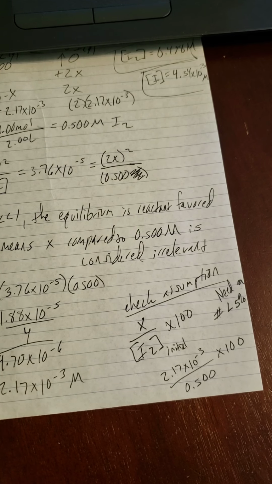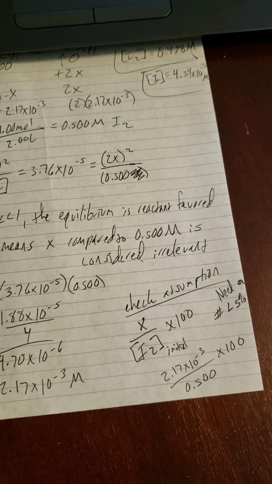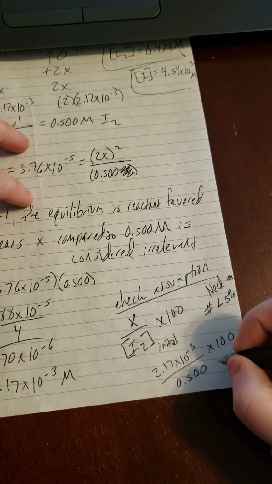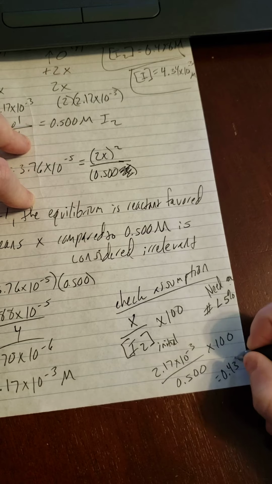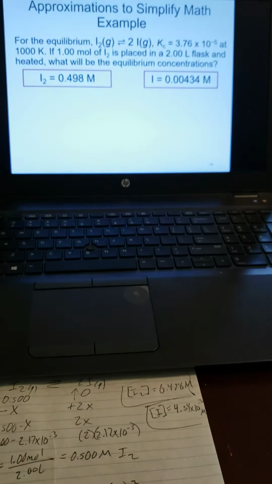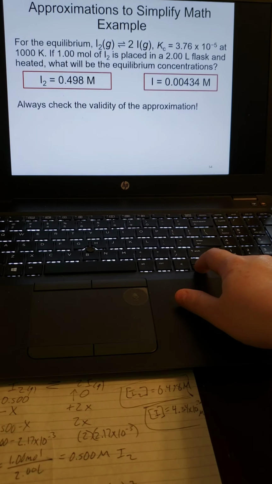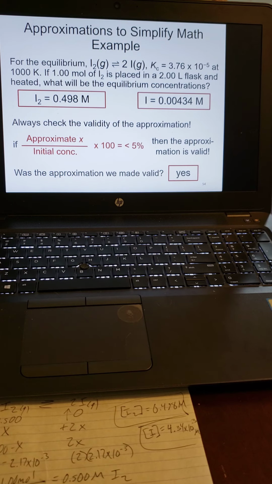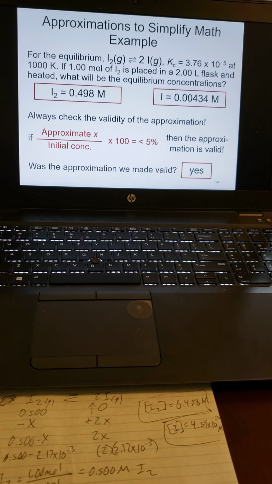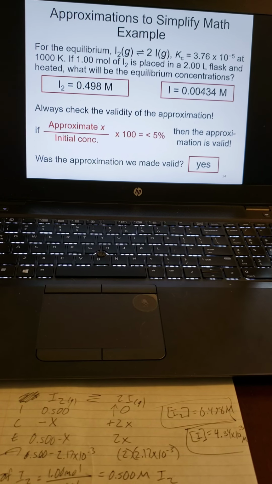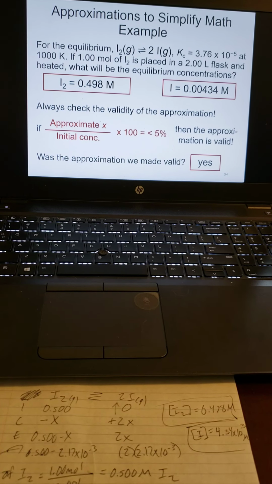So in this case, our x was 2.17 times 10 to the negative 3. We're going to divide that by our initial concentration, which was 0.5, and multiply by 100. So 0.00217 divided by 0.5 times 100, we get 0.434%. That is less than 5% error, which means this approximation was valid. There is nothing wrong with making the approximation, and we just answered this question without using the quadratic formula.